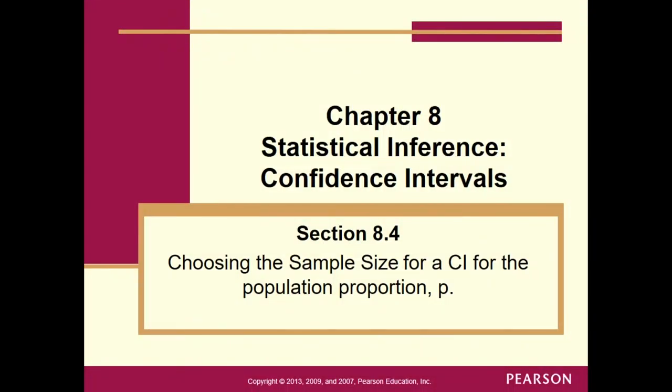Good day, stat students. So today we're going to go over section 8.4 and choosing the sample size necessary to create a confidence interval for the population proportion P. What this is all about is that often as a statistician, we get asked, how large should our sample size be in order to do a particular procedure? And that's a pretty big deal in a real study.